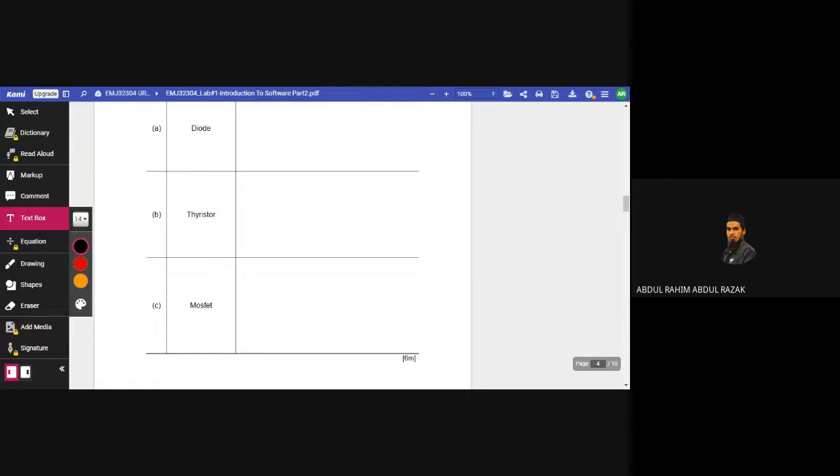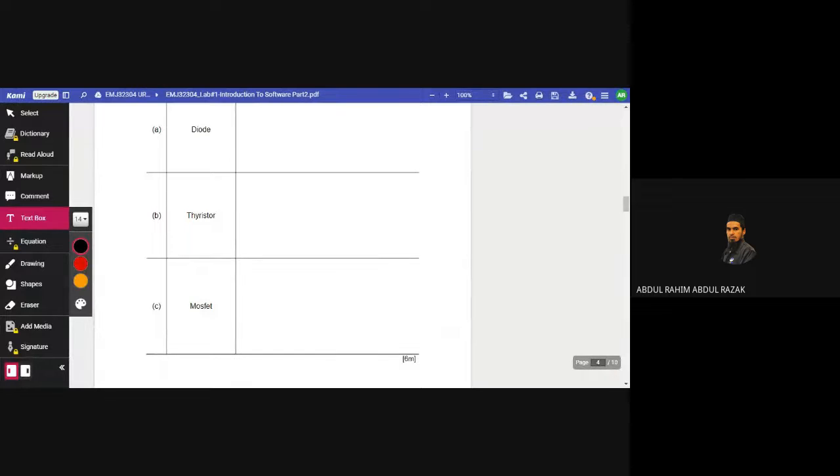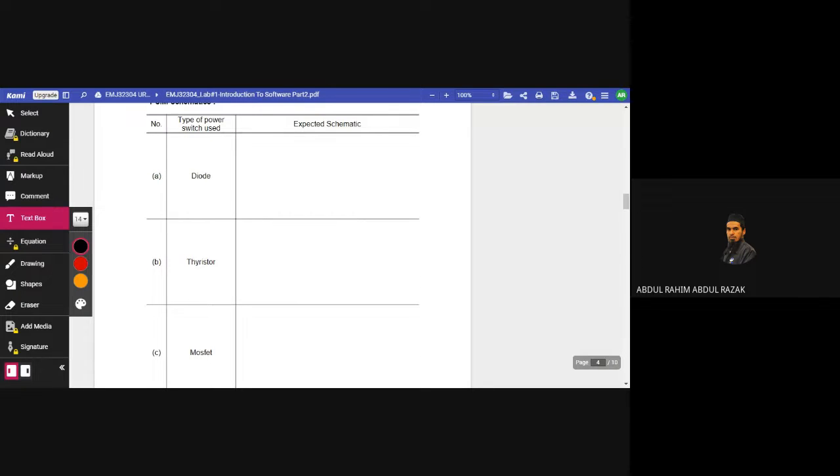So you have 3 groups. Are you 3 groups? 4. You have 4 groups. 2, 3, 4, 5. Okay, doesn't matter. Okay, the first 3 groups do this one. Simulate for diode, thyristor and MOSFET.